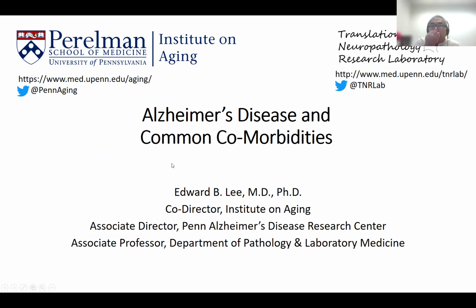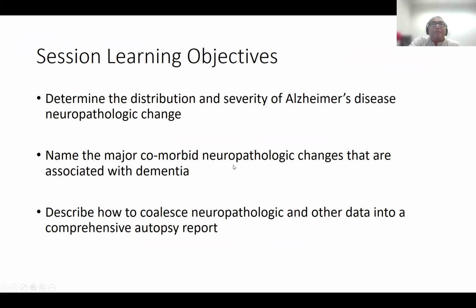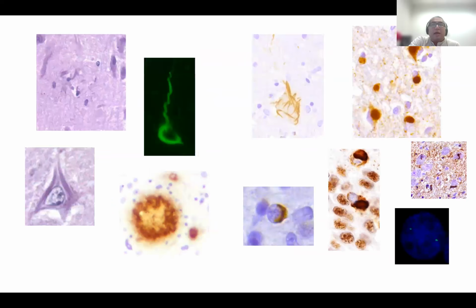So today I'll be talking about Alzheimer's disease and also try to add a little bit of complexity in there, because the more you learn about this disease, the more complicated it gets. So here are the session learning objectives that we already went over. And so I'm a practicing neuropathologist. I also run a research lab. I'm most interested in neurodegenerative diseases.